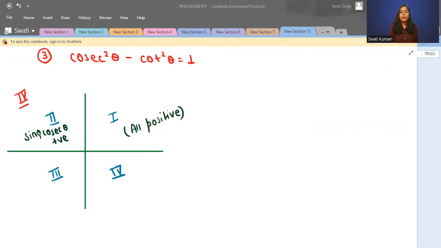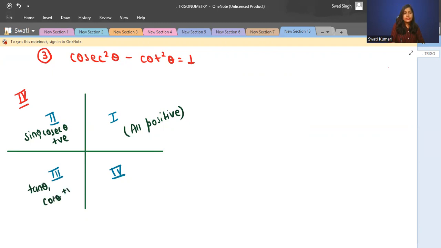Now, in the third quadrant, only tan and cot are positive. So let us write down that tan theta and cot theta are positive. Rest all are negative. In the fourth quadrant, it is automatically understood that only cos theta and sec theta are going to be positive. Rest all are going to be negative.